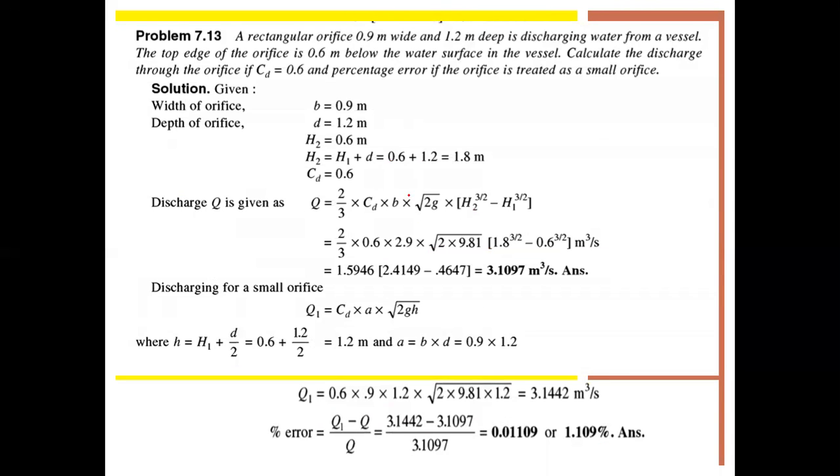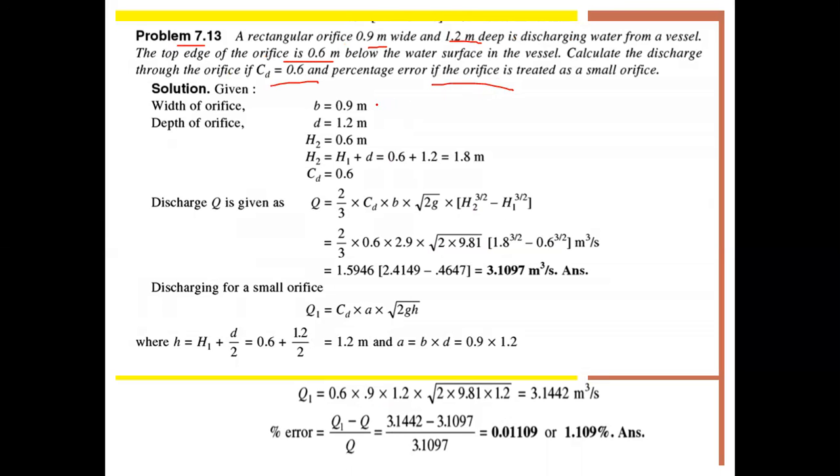Now, next problem. A rectangular orifice 0.9 meter wide, 1.2 meter deep is discharging water from a vessel. The top edge of the orifice is 0.6 meters below the water surface. Calculate the discharge of the orifice with CD, and the percentage error if the orifice is treated as a small orifice.